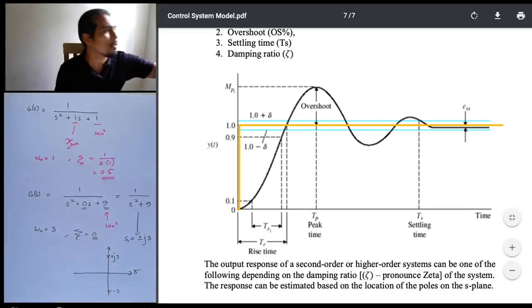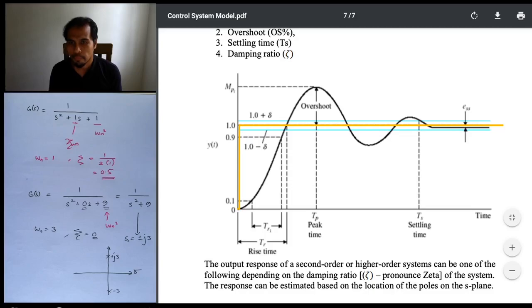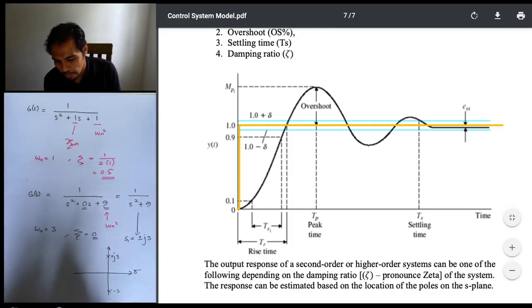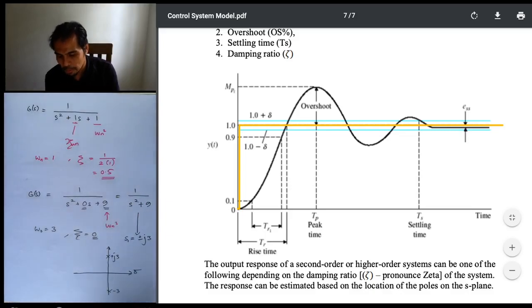It's a bit dark here, sorry, I just put the pattern. Okay, now you can see that the whole thing starts to make sense, because different values reflect the roots, the natural frequency, and also the damping ratio.